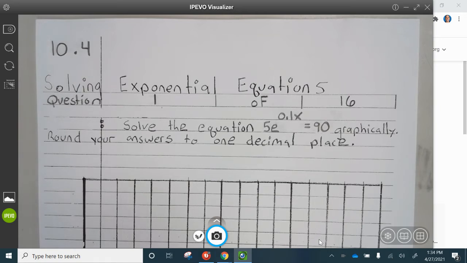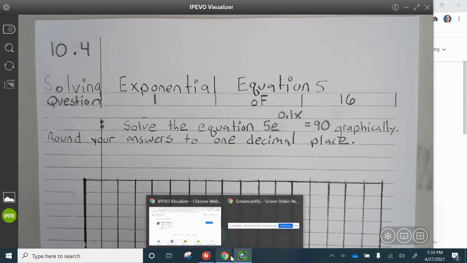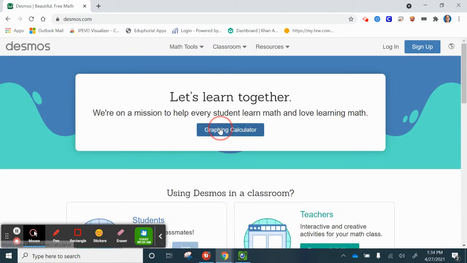Question 1 of 16. Solve the equation 5e to the 0.1x equals 90 graphically. Round your answer to one decimal place. To do this, we're going to use Desmos. Let's go to desmos.com, graphing calculator.